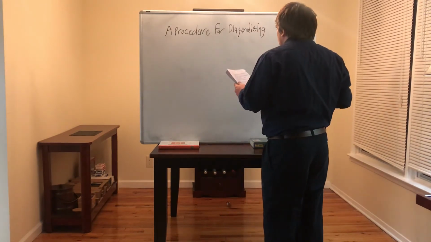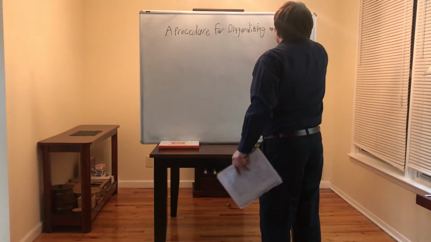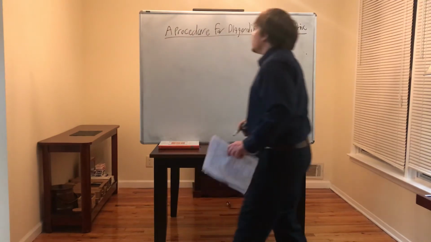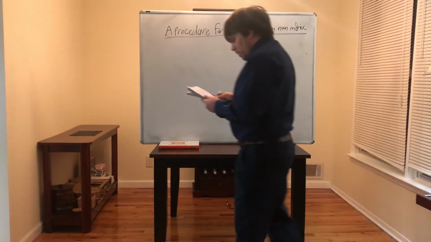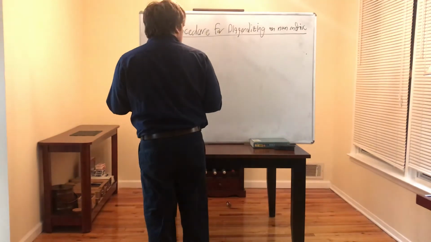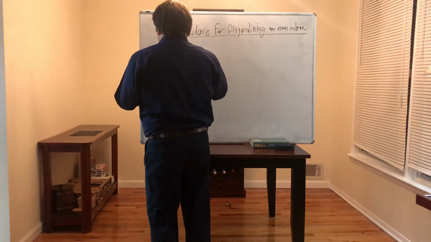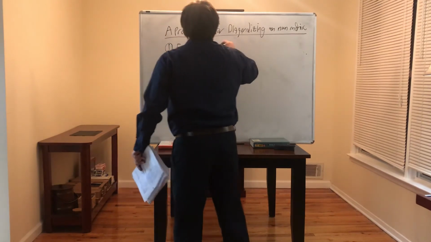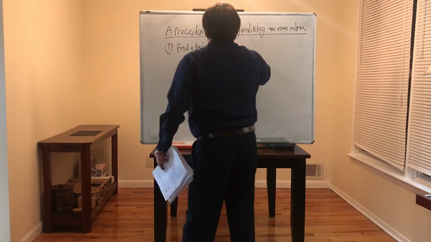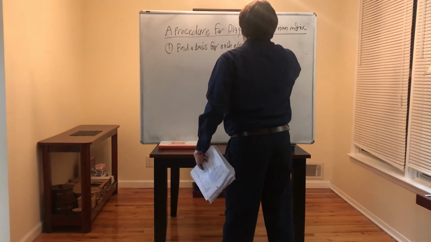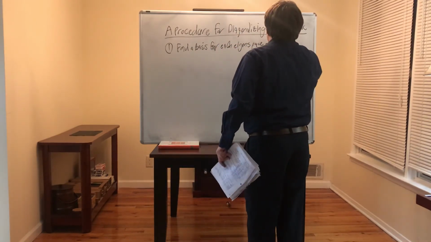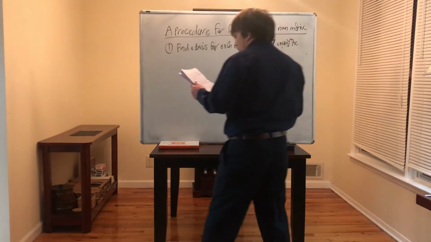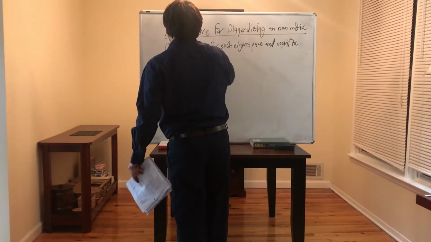A procedure for diagonalizing an n by n matrix. So step one is find a basis for each eigenspace and count the total number of vectors.